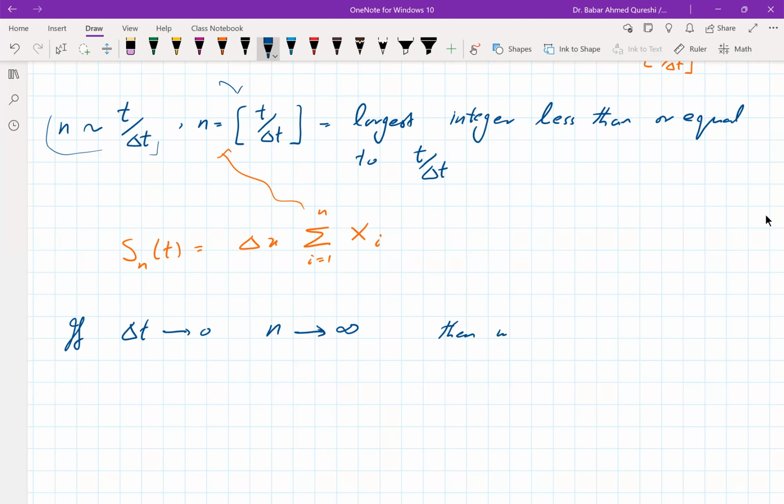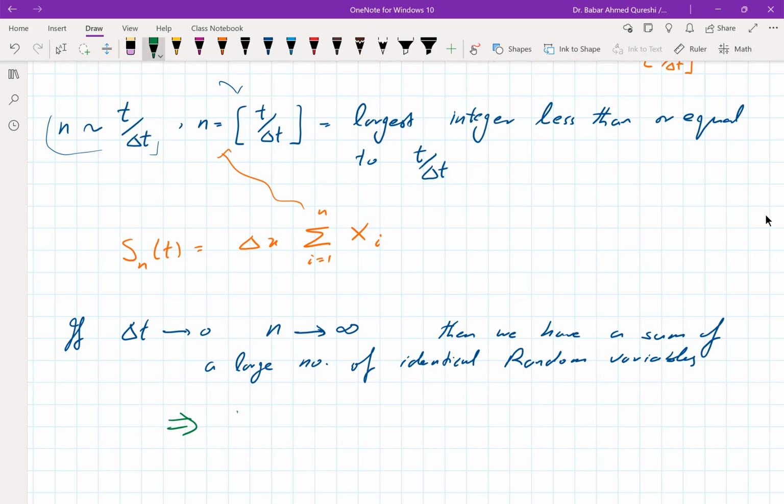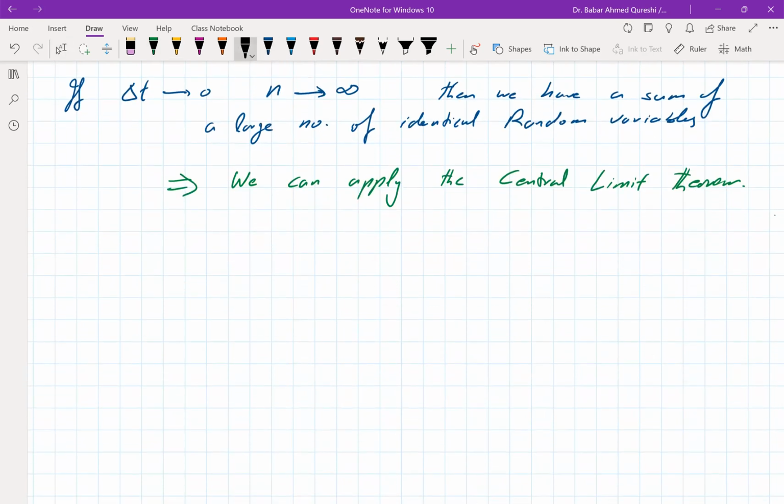Then we have a sum of a large number of identical random variables. That means we can apply the central limit theorem. So just a reminder, what does the central limit theorem say?